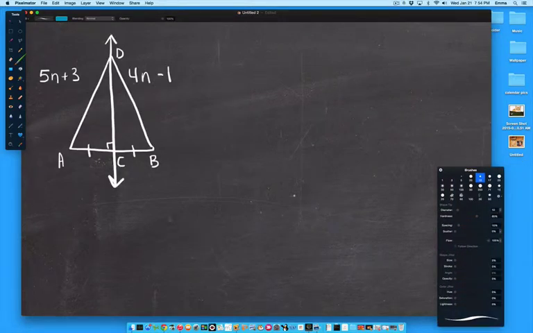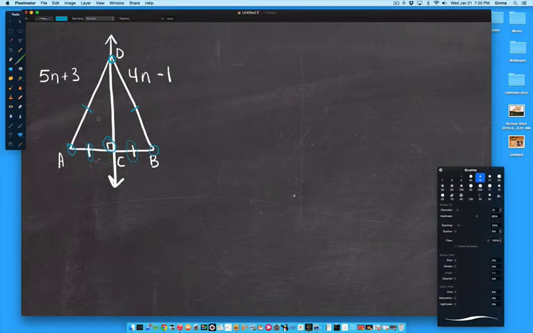Alright, in this problem, we are given triangle ABD and its perpendicular bisector, CD. We know that CD is the perpendicular bisector of segment AB because angle ACD is a right angle and segments AC and CB are congruent. We also know that segments AD and DB are congruent because a point on a perpendicular bisector, such as point D, is the same distance away from the endpoints of the segment it is a bisector of. For example, point B and point A.